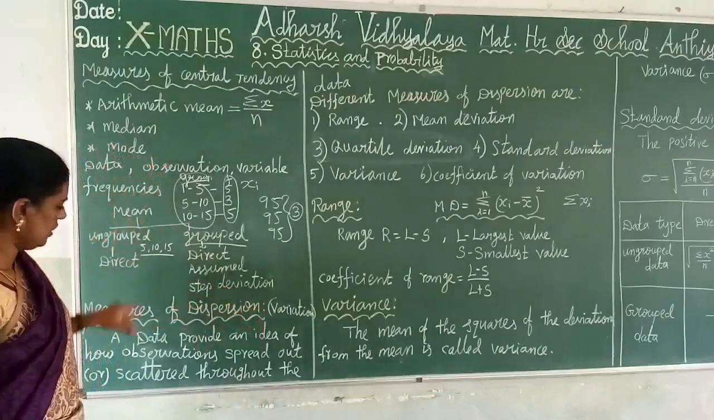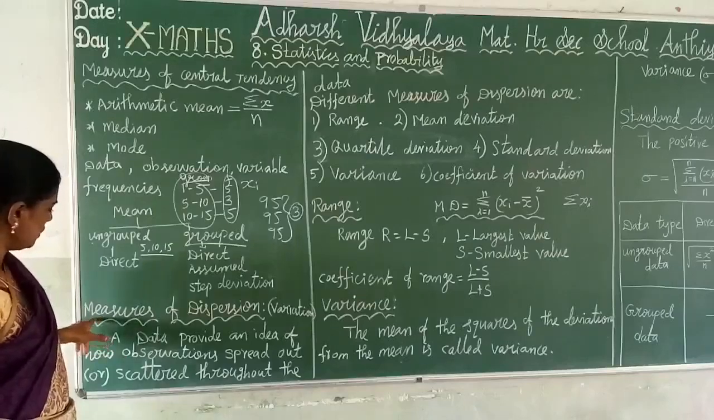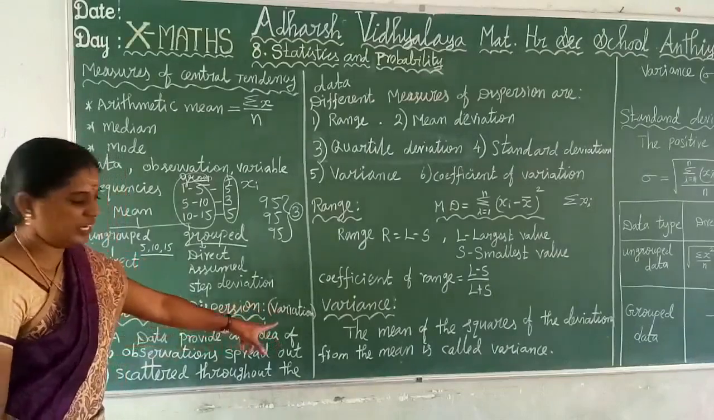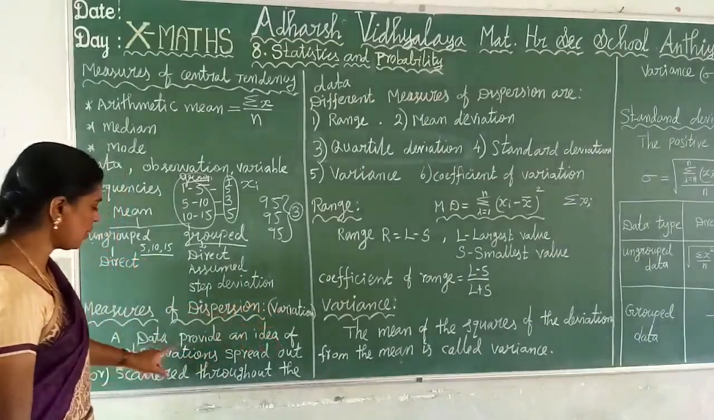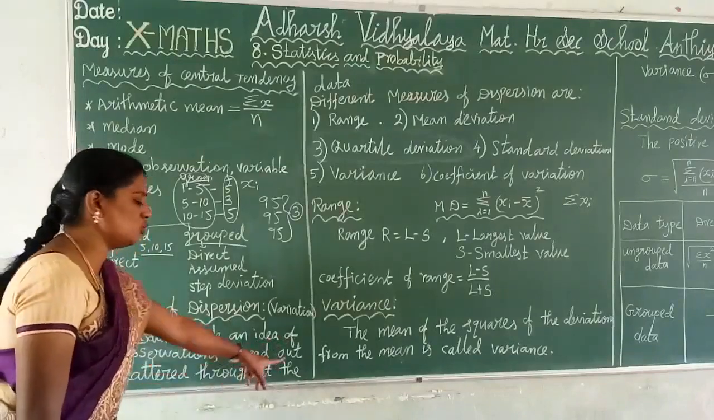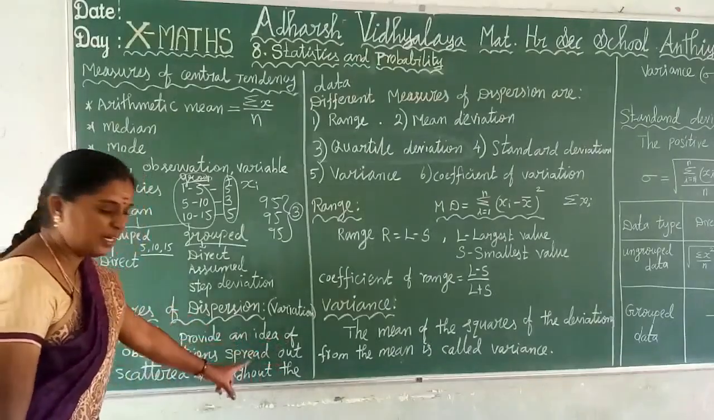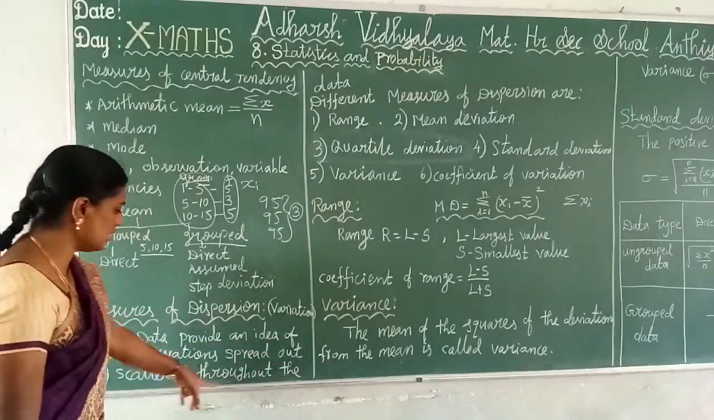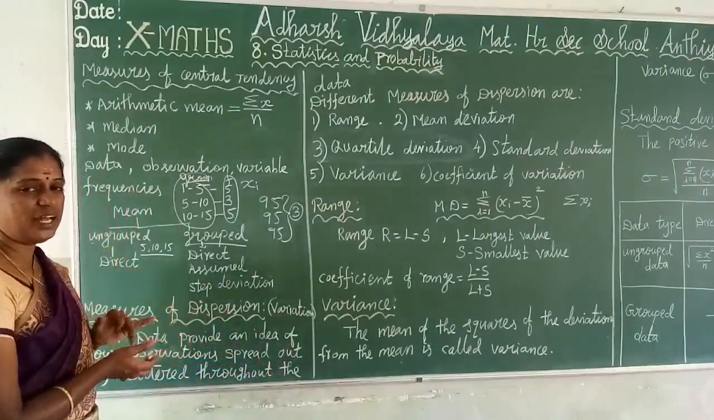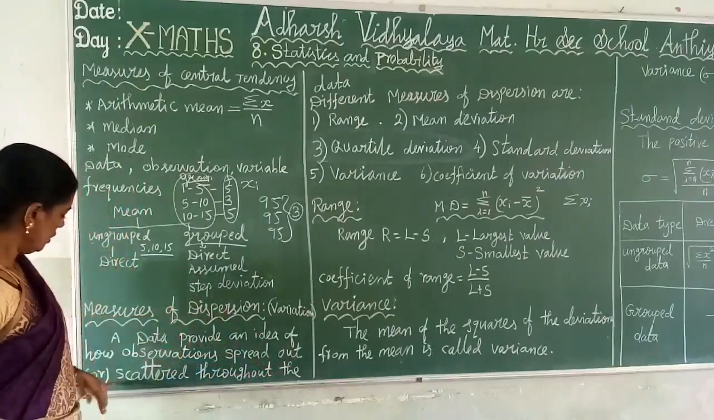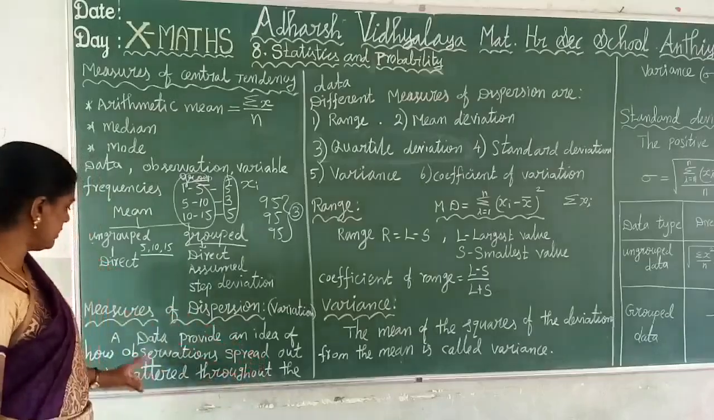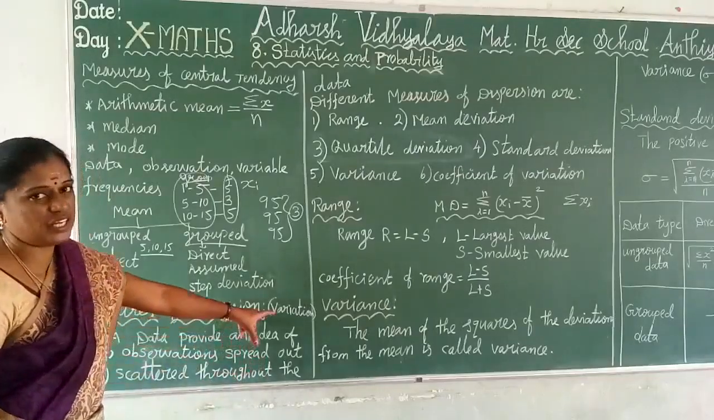Clear? Next we discuss in this syllabus measures of dispersion or variation. Measures of dispersion or variation. Data provide an idea of how observations are spread out. The observations are scattered throughout the data. So that is how they deviate, from which one to which one. So they are scattered throughout the data. Clear? So that is the measures of dispersion or variation.